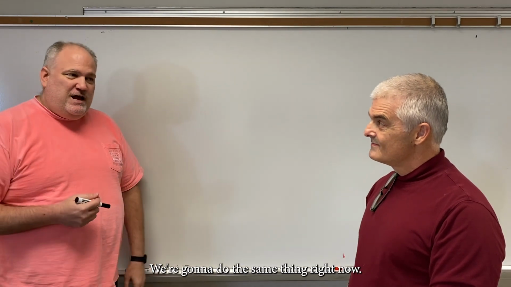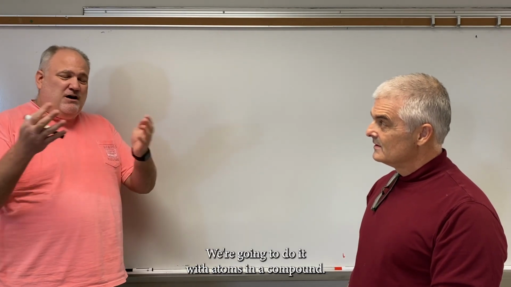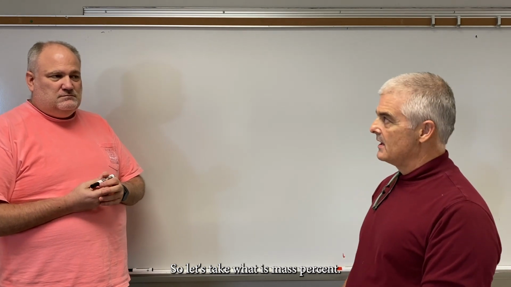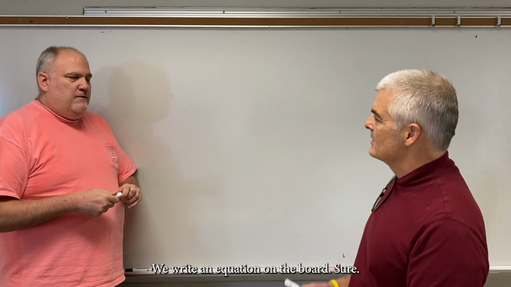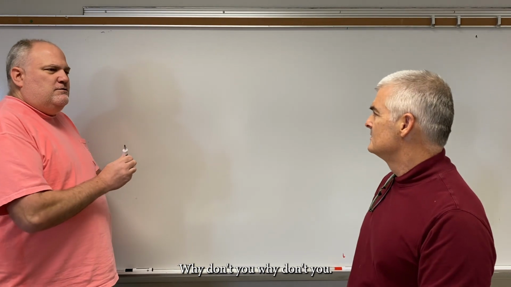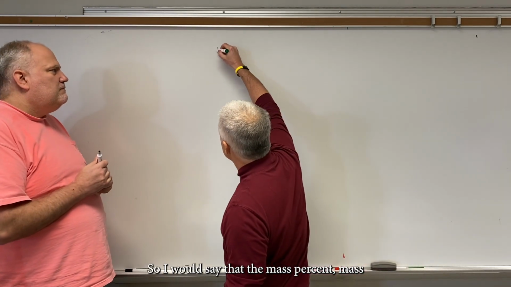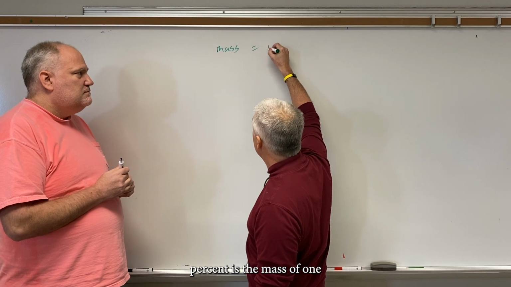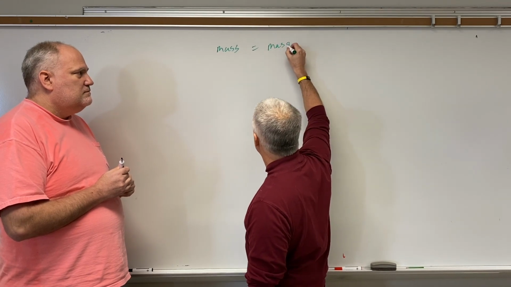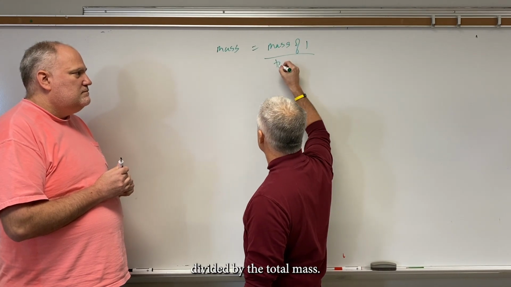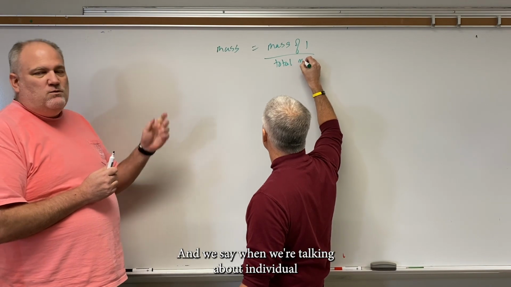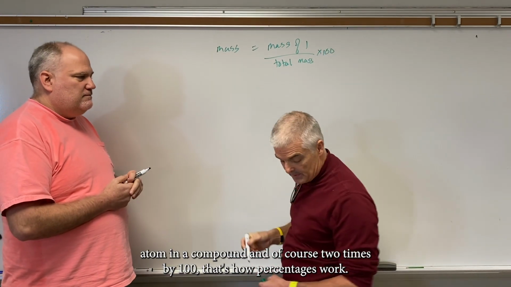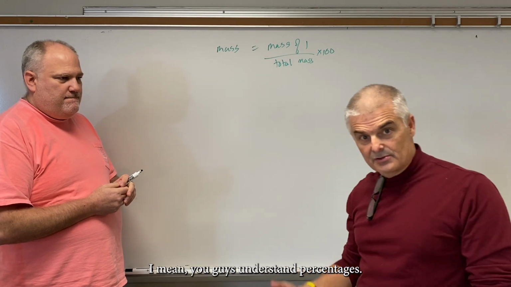We're going to do the same thing right now. We're going to do it with atoms in a compound. So it's like the mass percent of an atom. So what is mass percent? Should we write an equation on the board? Sure. I would say that the mass percent is the mass of one divided by the total mass. And when we say one, we're talking about an individual atom in a compound. And of course, you times it by 100, that's how percentages work.